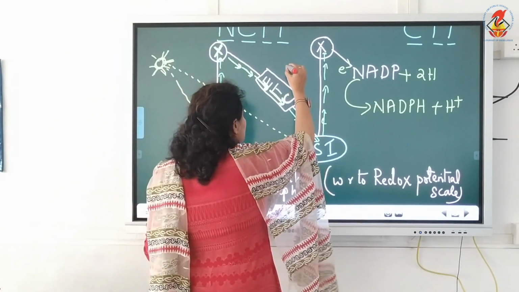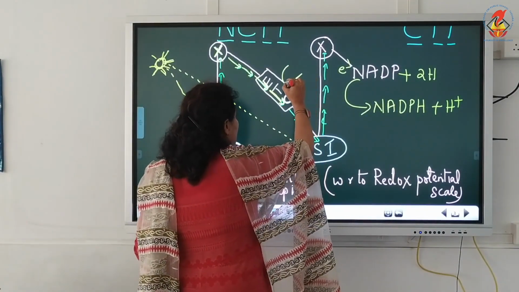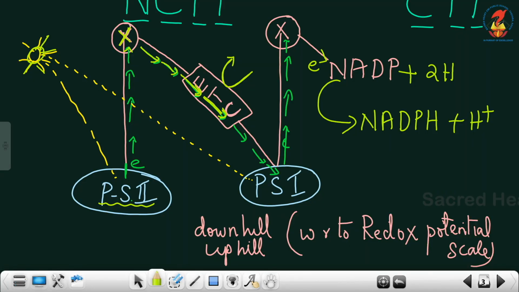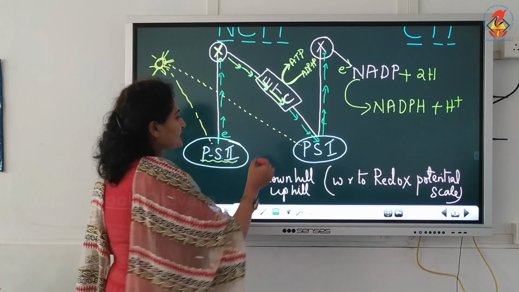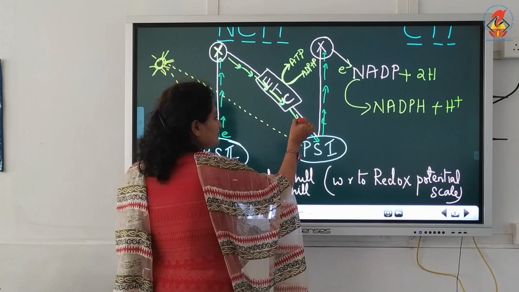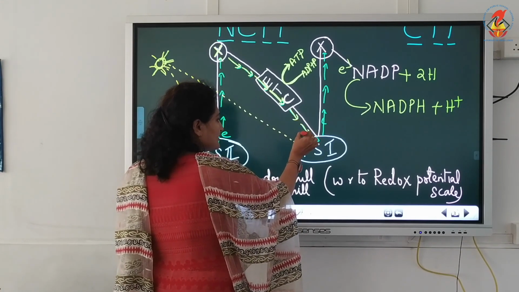And remember, a very, very important process occurs here. That is phosphorylation. What is phosphorylation? ADP plus P gives ATP. So, the event called phosphorylation occurred here, when the electrons are passing through the electron transport chain. Phosphorylation is occurring, and this electron is not used, it just passed.